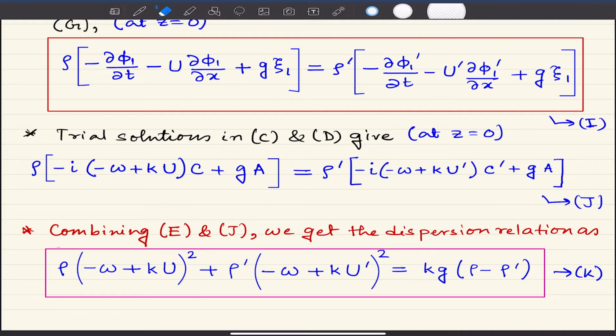So this dispersion relation finally comes out to be rho times minus omega plus k times capital U whole square plus rho prime times minus omega plus k U prime whole square is equal to kg rho minus rho prime. So just think, if the two fluids have very close densities, so that rho minus rho prime is of the order of 0, then what happens to this dispersion relation? For example, if U and U prime are the same, then what happens to this dispersion relation?